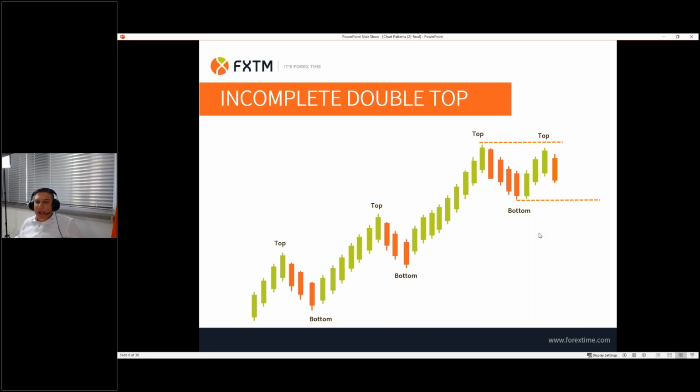So as long as prices are not lower than the last bottom, then what we have is an incomplete double top, and you are not allowed to do anything based on this pattern because simply the pattern is not there yet. Excellent.